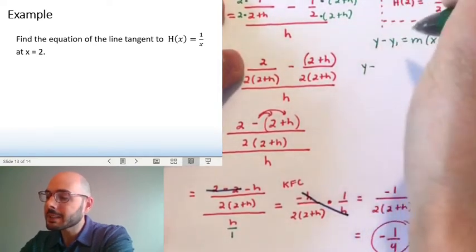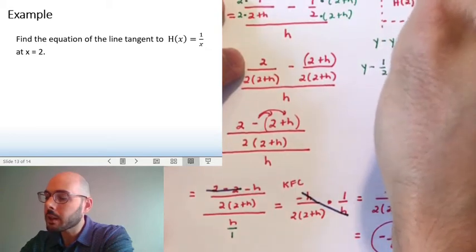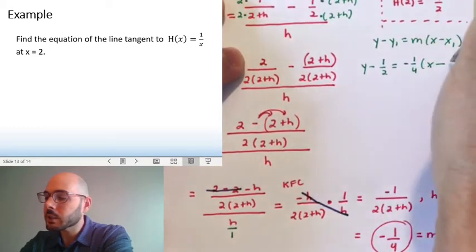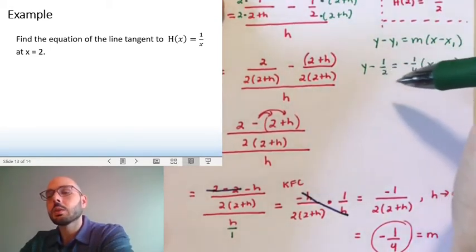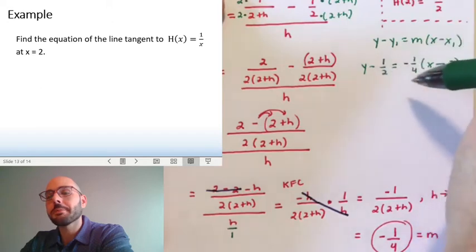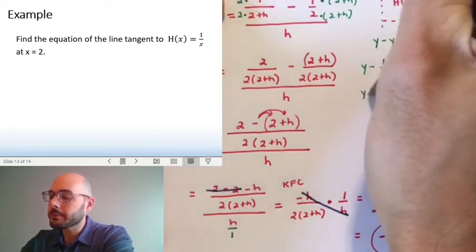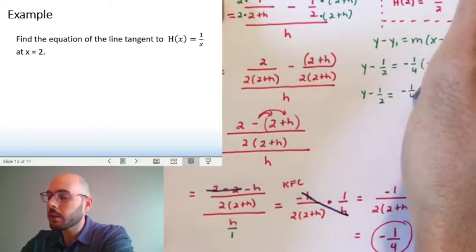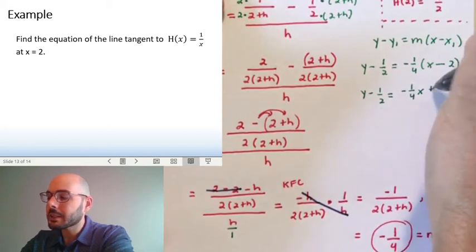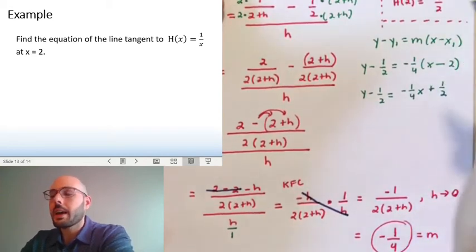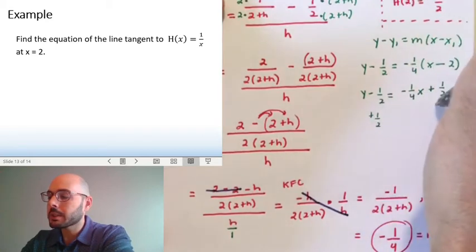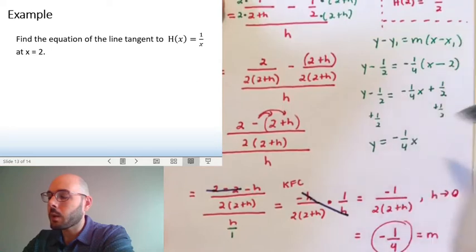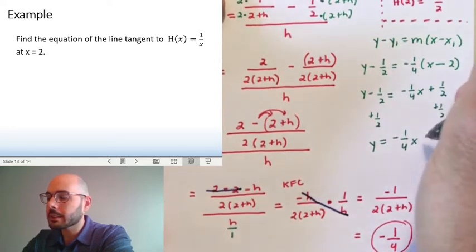So y minus y1 is 1/2. M is negative 1/4. X minus x1 is 2. So we plugged in 3 important pieces of information. And now you do want to simplify this. So go ahead and distribute that negative 1/4. You'll get negative 1/4 x plus 1/2. And then you can add 1/2 to both sides to get y by itself. And you should end up with y equals negative 1/4 x plus 1.